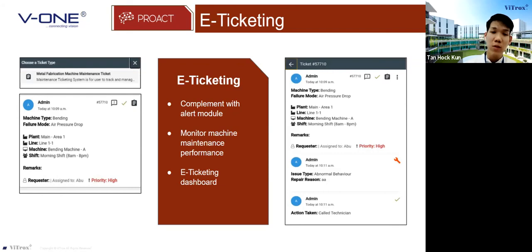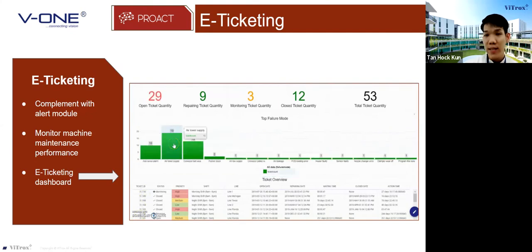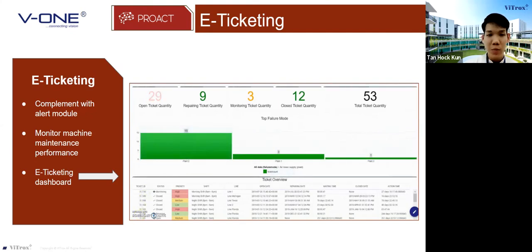And then the supervisor will need to determine what are the maintenance tasks to be scheduled, what is the machine type, the failure mode, and also which of your production plant and production line this failure comes from, and then assign a technician for this issue or problem. And all the tickets created can be kept track of and traced via the V1 e-ticketing dashboard.